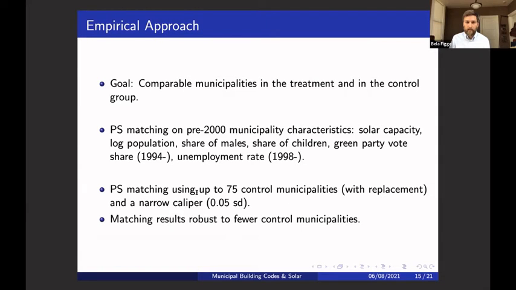We match up to 75 control municipalities with replacement, and that's really the idea here, to not lose observations. Given that only a small share, right, almost a quarter of municipalities in Germany have implemented solar policies, we would lose a lot if we only allow for a handful of matches. So we do that, but it doesn't really affect the results. It really just ensures that we can utilize our full sample size.